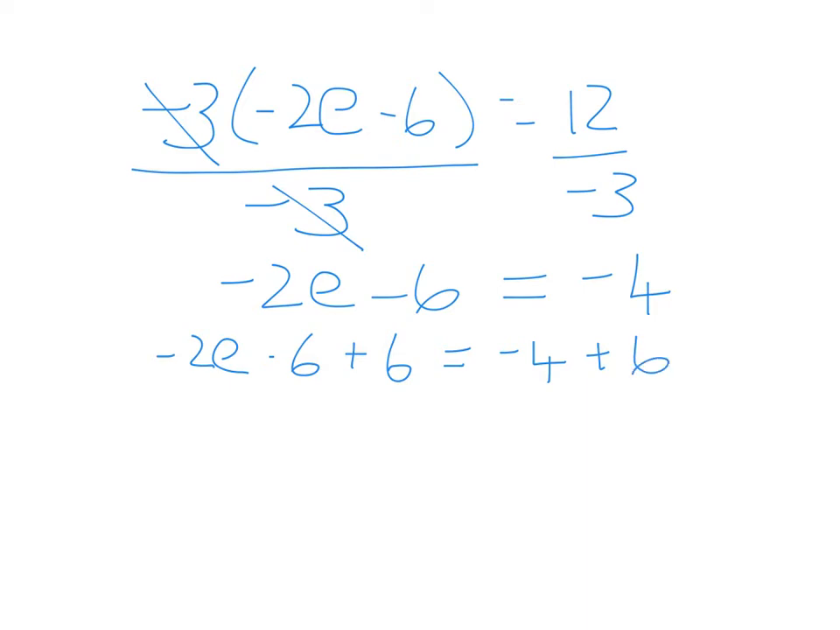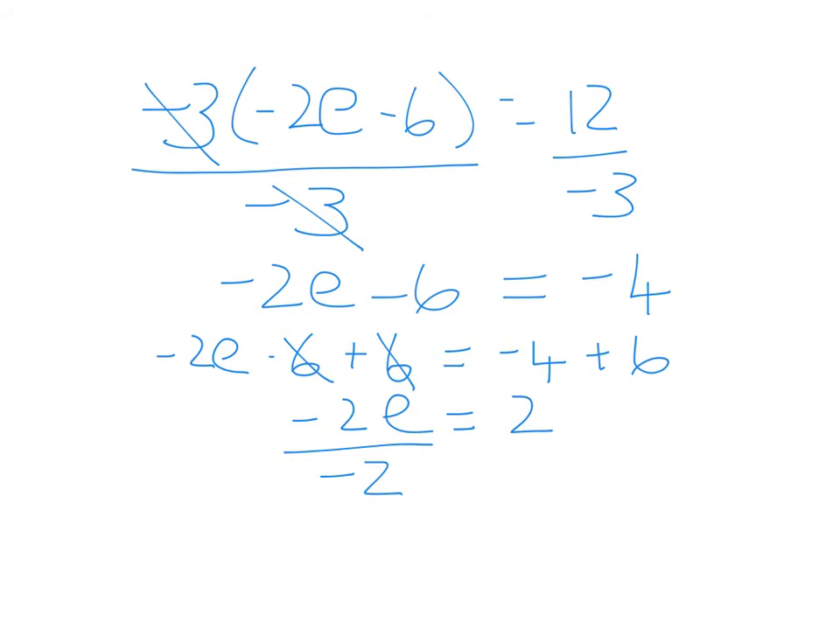And that will leave us here on this side. We cancel these out because negative 6 plus 6 is 0. We're left with negative 2e equals negative 4 plus 6, which is going to be 2. Alright, now we still need to get rid of this negative 2. It is negative 2 multiplied by e, so we do the inverse, and that is to divide by negative 2.